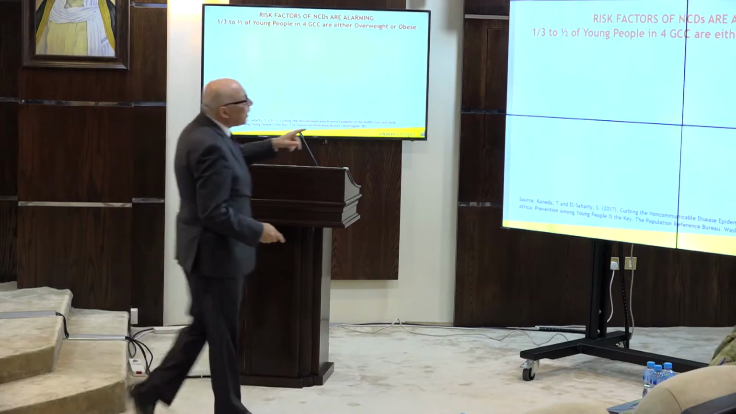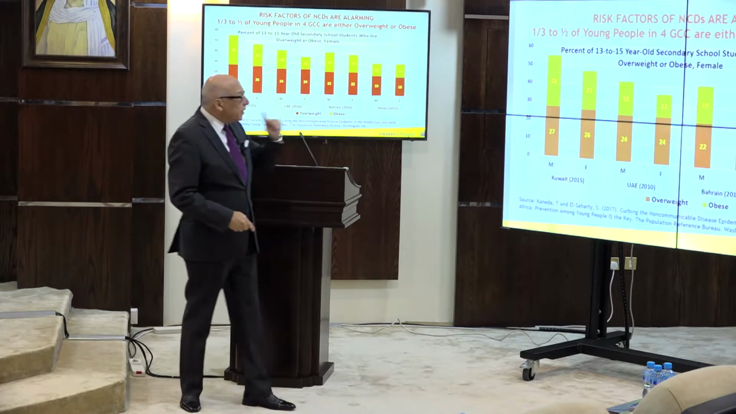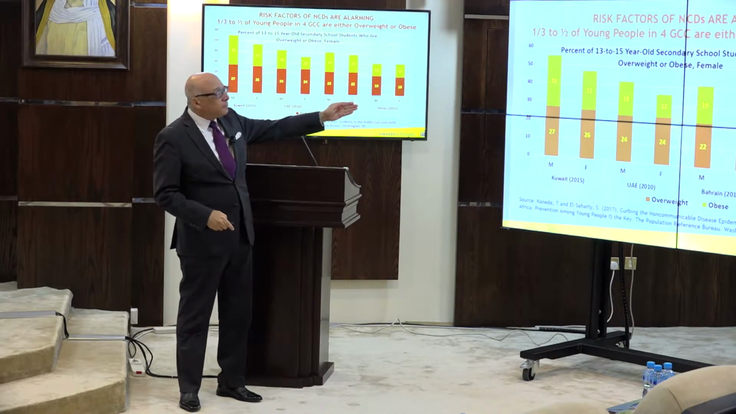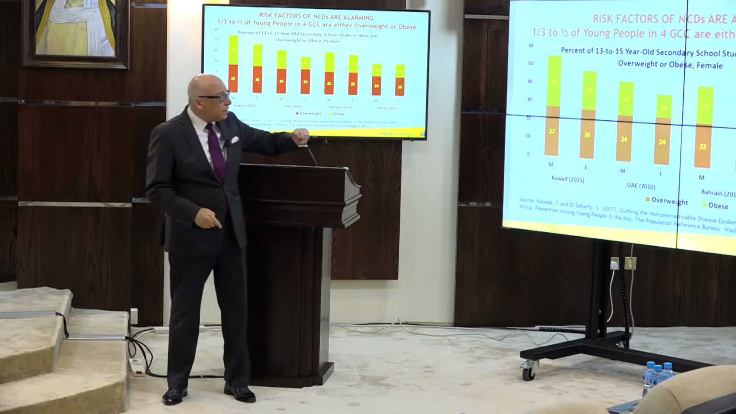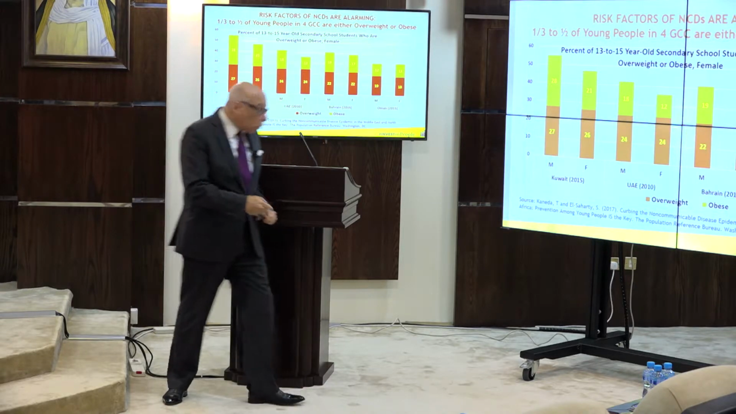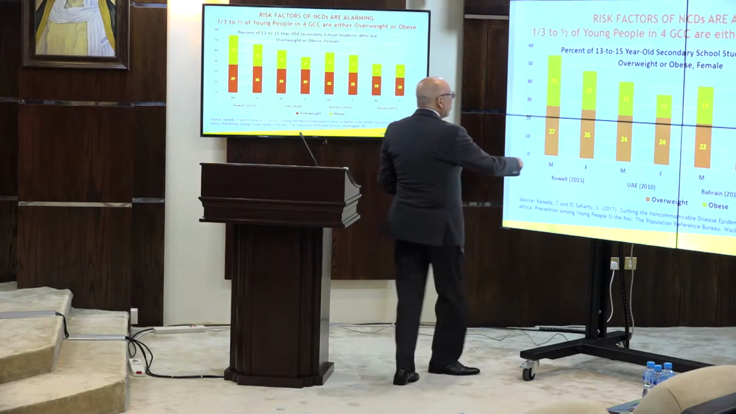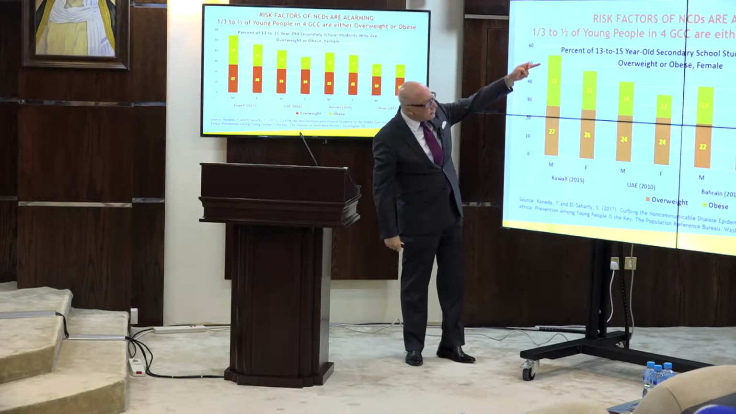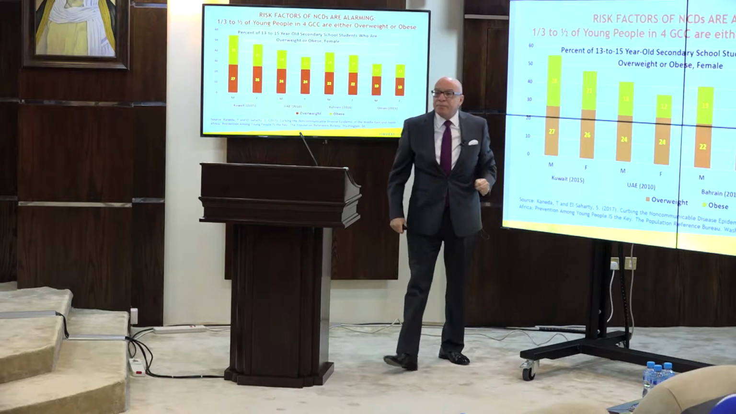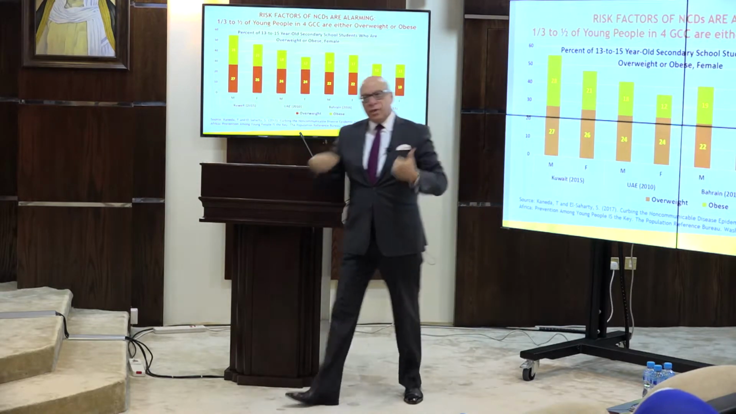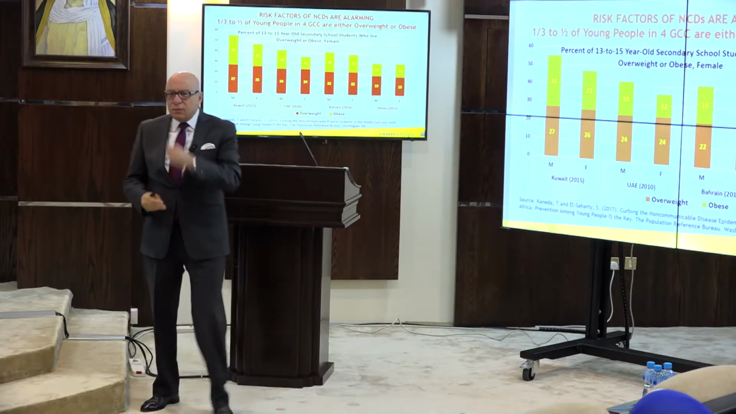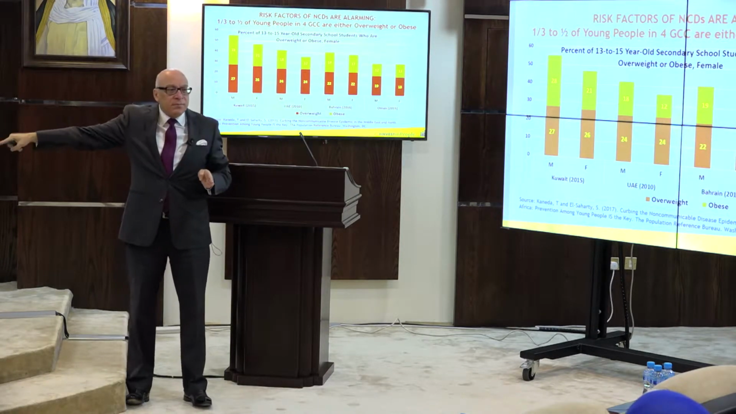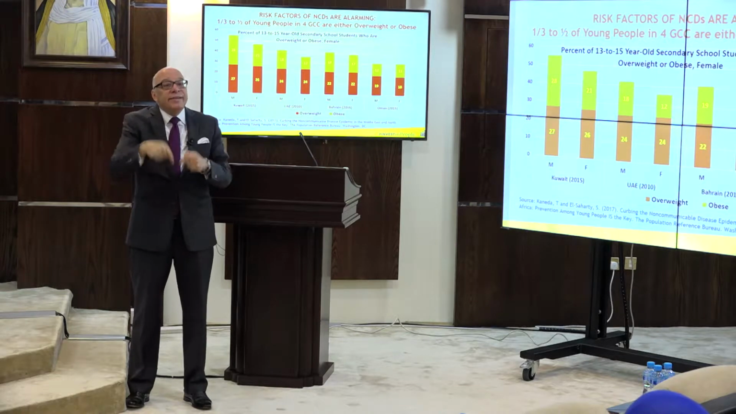Now, let's look at one indicator here in the GCC. One third to one half of young people in 4 GCC countries are either overweight or obese. This is obesity, this is overweight. Okay? Now, why would we like to focus on youth? Because, remember the stock and flow? You don't want to wait until they become diseased. You have to work on them now.